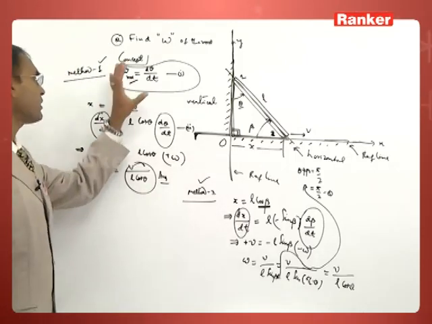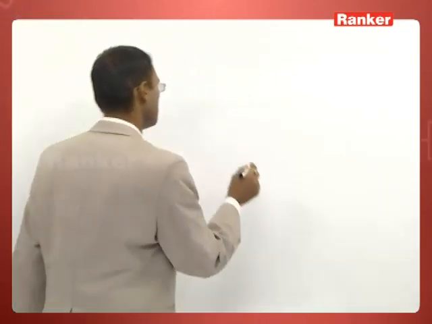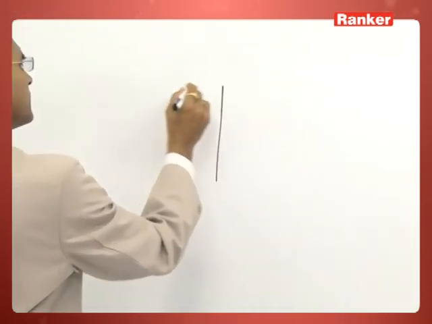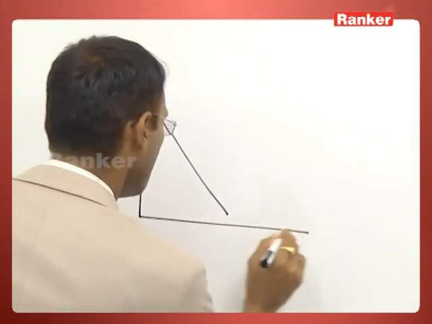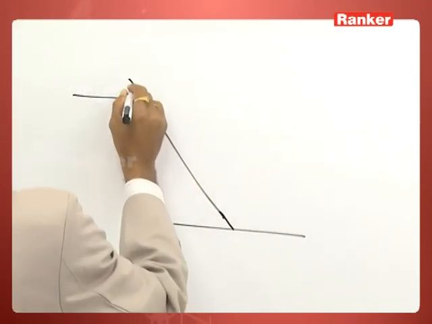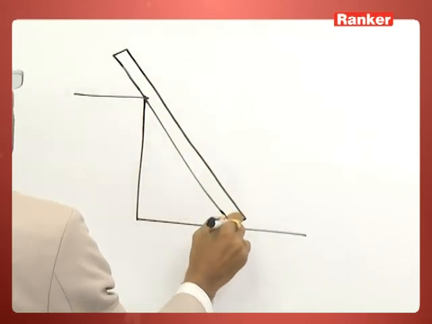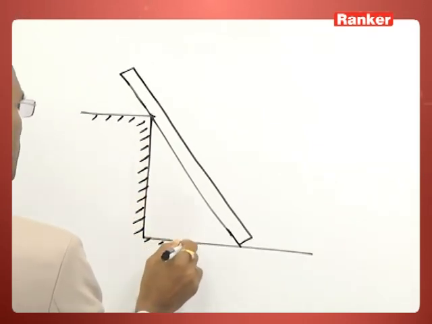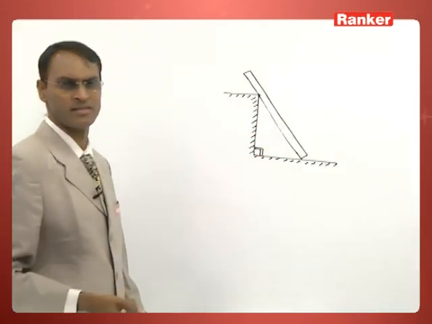Well, I can support this concept by taking another example. Well, let us take another example. In this example, let us take the rod which is rotating in a vertical plane under the constraints of two surfaces perpendicular to each other, but here there is a change.